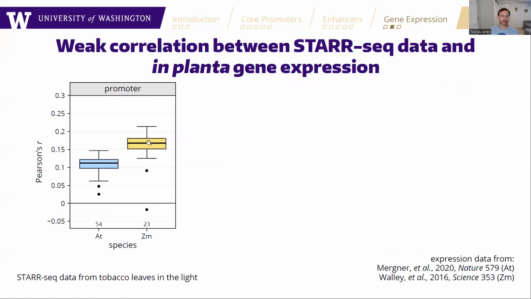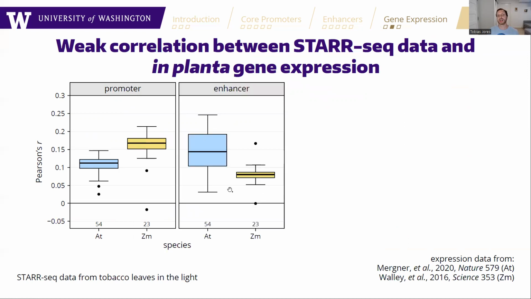And so when we do this by using our promoter data, we can see that the predictability for gene expression is not very high. And interestingly, it works better for maize than it does for Arabidopsis, even though evolutionarily, the tobacco system in which this data was generated is closer to Arabidopsis than it is to maize.